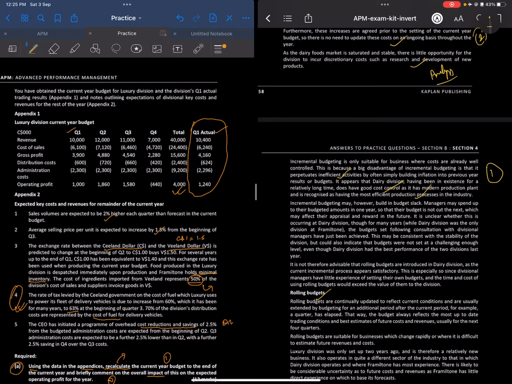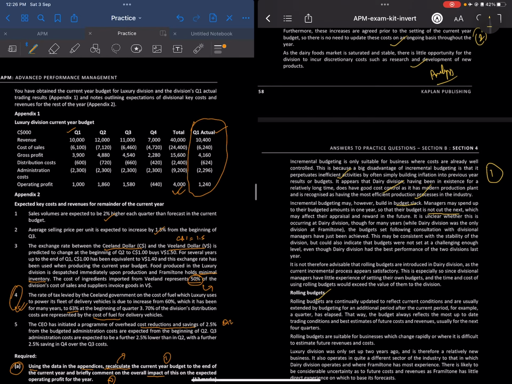And incremental budgeting may however build in budget slack, okay? That's always a point that you can write. And managers may need to spend up their budget amounts in 1 year so that their budget is not cut the next, okay? So they are being appraised for building inefficiency, for building slack, or just for spending money, right?